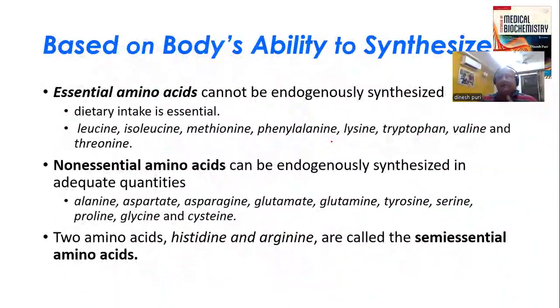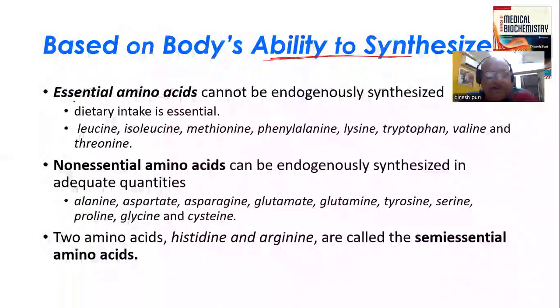So the second classification scheme is also over. The first one is based on polarity of the R group. The second one is based on structure of the R group. The third one is based on the ability of the body to synthesize the amino acid, whether the body can synthesize the amino acid or not.